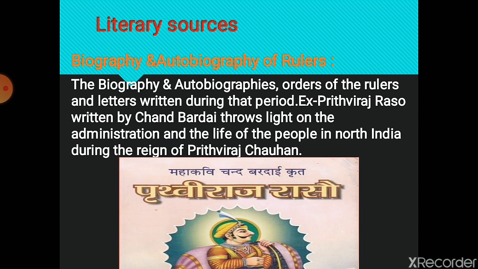Here, one example we can have is Prithviraj Raso, a book written by Chand Bardai. We may call Prithviraj Raso a biography of Prithviraj Chauhan, and Chand Bardai was one of the court poets of Prithviraj Chauhan. During that time, Chand Bardai was encouraged by Prithviraj Chauhan, and in his book Prithviraj Raso he has thrown light on the administration and the life of the people in North India during the reign of Prithviraj Chauhan. You can see the cover page of Prithviraj Raso I have pasted here.